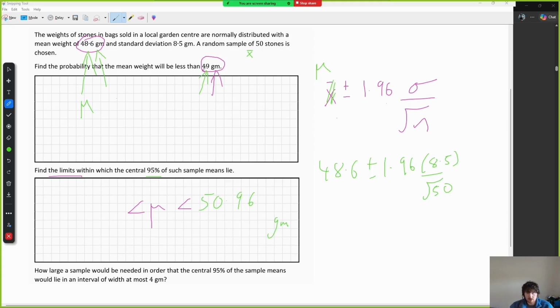You can put this little GM thing, whatever the units means. So maybe it means grams or whatever. It should be just a G if it means grams. So then this is 46.24, right?